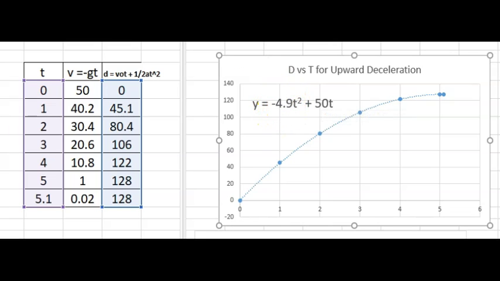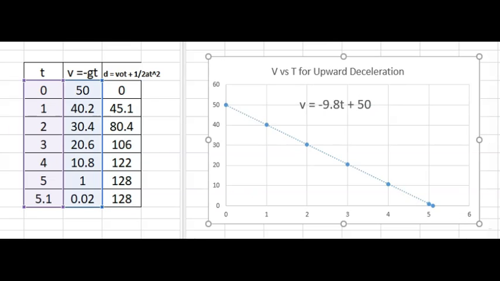Let's take a look at the vt graph for the same motion. Here is the equivalent vt graph for upward deceleration. When an object leaves your hand and it ascends, it fights against gravity and decelerates, therefore it gets slower. It has an initial speed of 50 meters per second, and it loses 9.8 meters per second for every second that it travels. So the original 50 loses 9.8 per second, and this is why you have a constant negative slope vt graph. Let's take a look at both of these together.